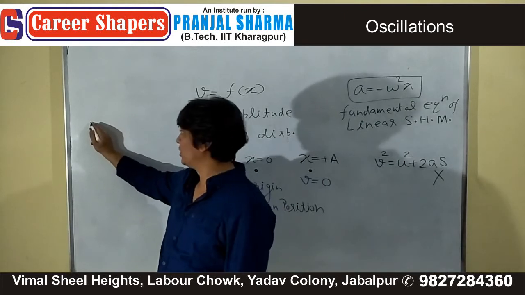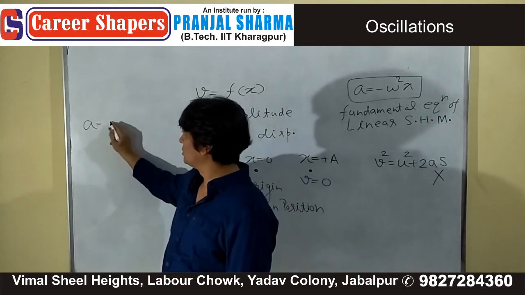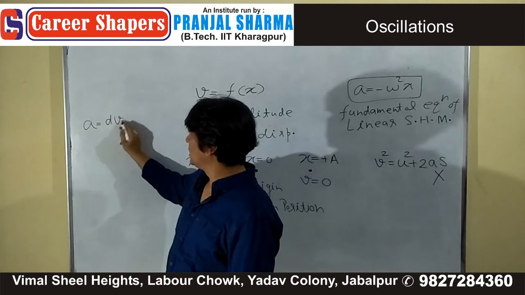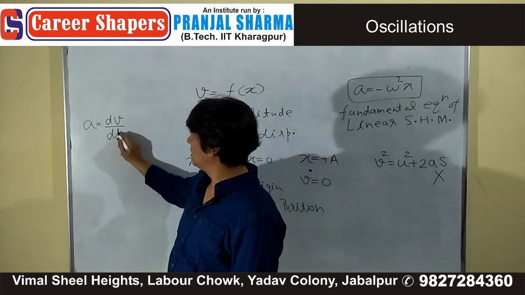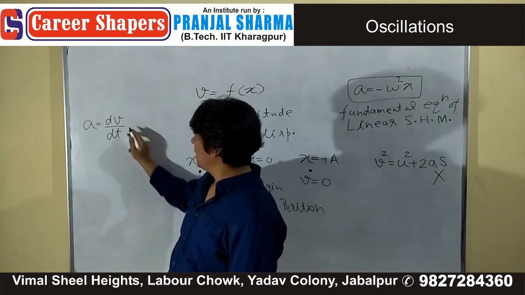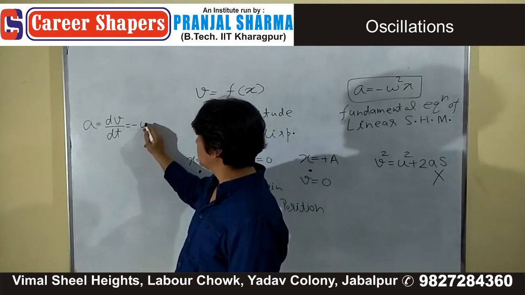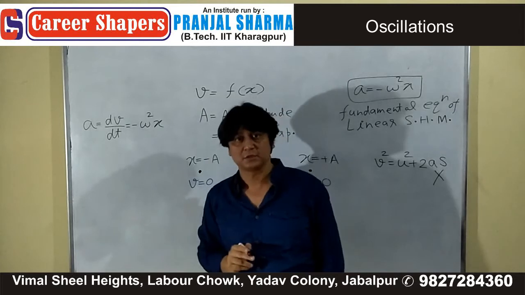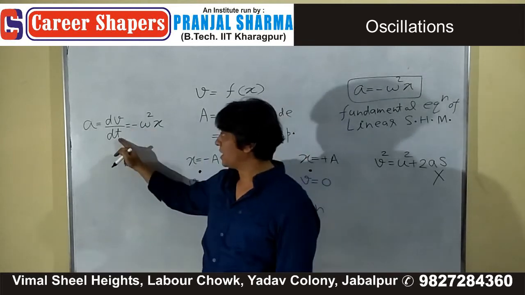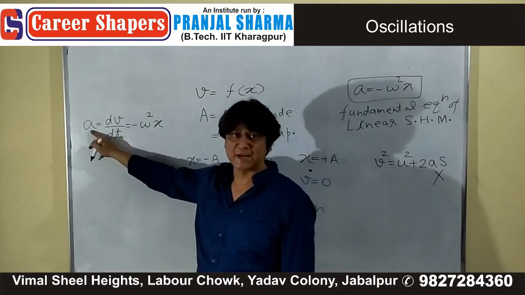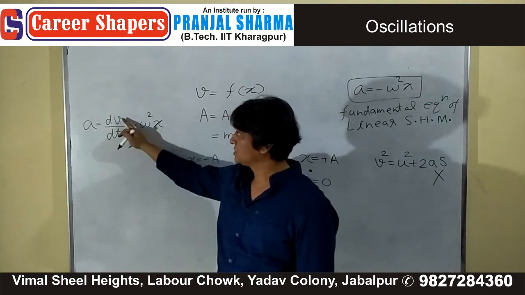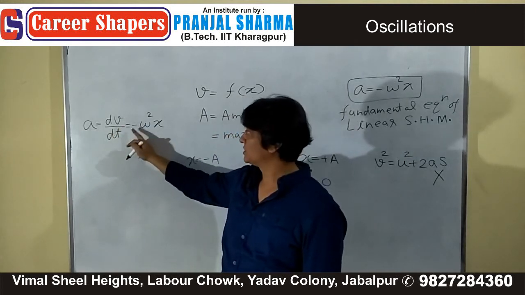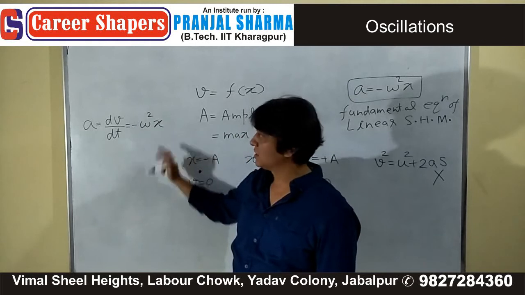From kinematics, we know that acceleration is also dv by dt. And this dv by dt is minus of omega square x. What is a called? Instantaneous acceleration. What is that? dv by dt. What is that? Minus omega square x.